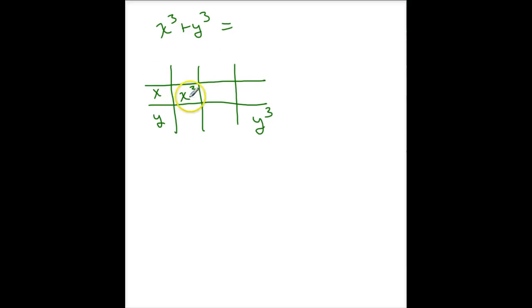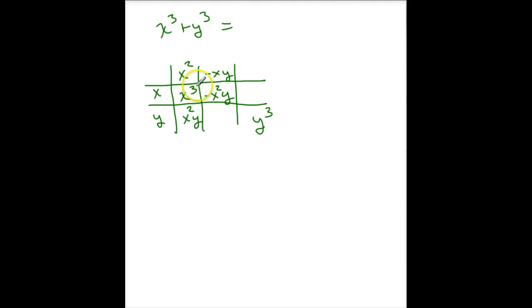So x times what is x cubed? Well, x squared times x is x cubed. All right. So x squared times y is x squared y. But I don't have any x squared y terms, so I know this has to be minus x squared y. All right. X times what gives me minus x squared y? So this is minus xy.